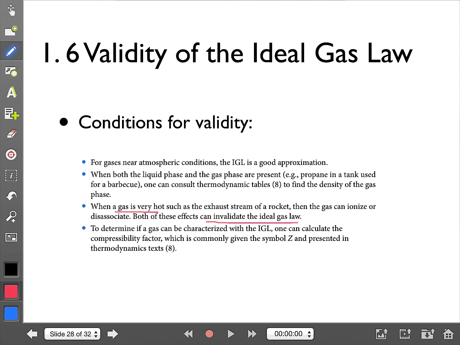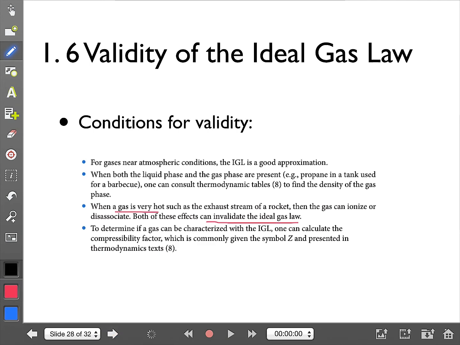So determine if the gas can be characterized with the ideal gas law. One can calculate the compressibility factor, and we'll talk about that in Chapter 2. And in fact, this was a question that a student had a couple days ago on Wednesday, about what sort of limits are placed on these things. And certainly we do have limits for deciding when things are valid and when they aren't.